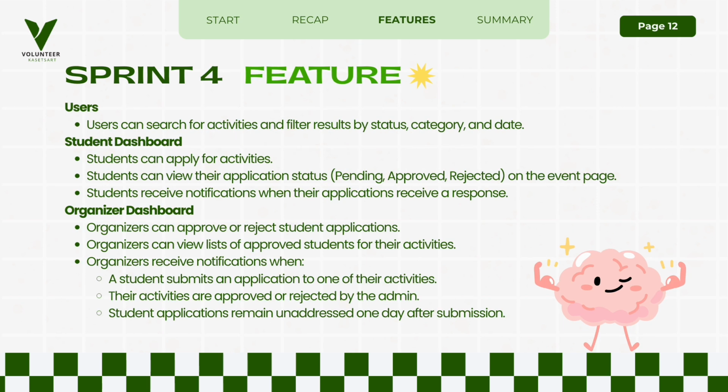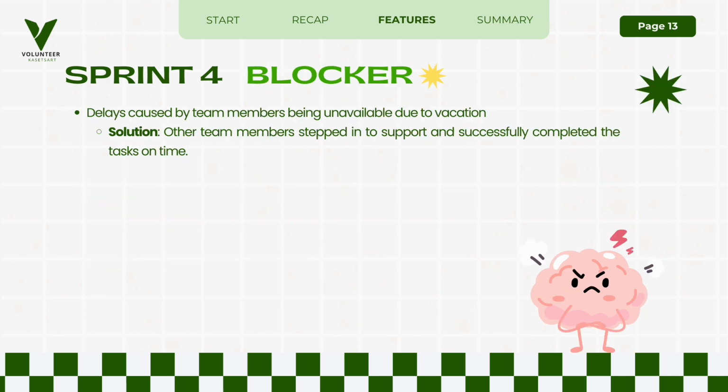With a solid foundation and better documentation in place, Sprint 4 was all about interaction and engagement. We introduced search and filtering so users can easily find activities. On the student dashboard, students can now apply for activities and track their application status. They also receive notifications for any updates. For organizers, we built the functionality to manage those applications, approving or rejecting them, and to view a list of approved students. They also now receive key notifications, such as for new applications or admin decisions on their events.